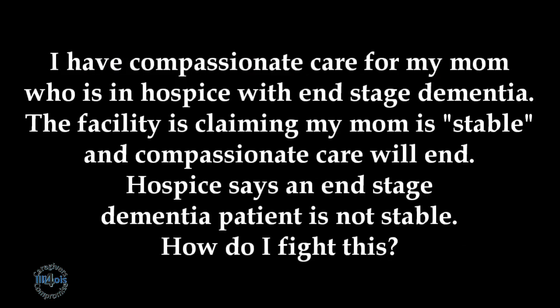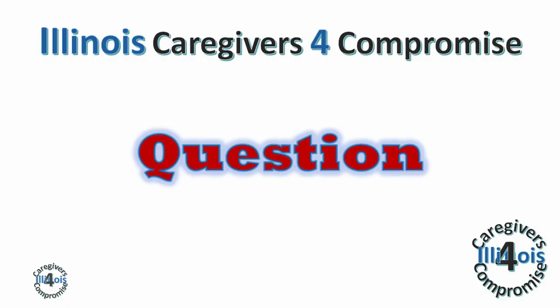They're saying she is stabilized, and hospice is saying, no, an end-stage dementia patient is in cognitive decline. They are not stable. I just don't want our compassionate care status to end. I was just wondering if anybody else had this situation where it was taken away from them and what they did. So then are they going to give you essential care, or are they just going to throw you out? Because they can't cut you off, throwing me out.